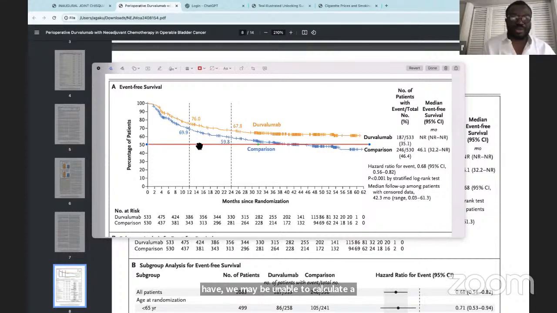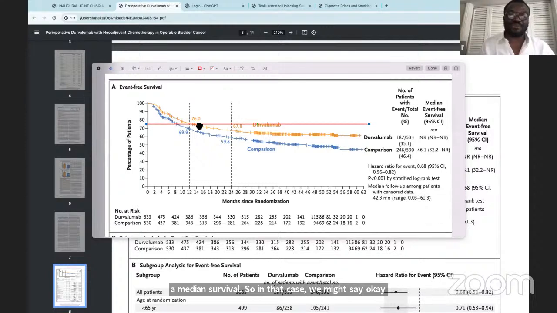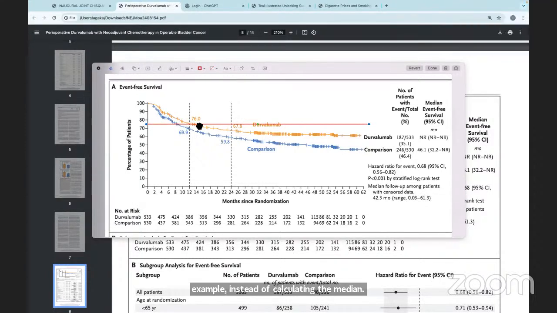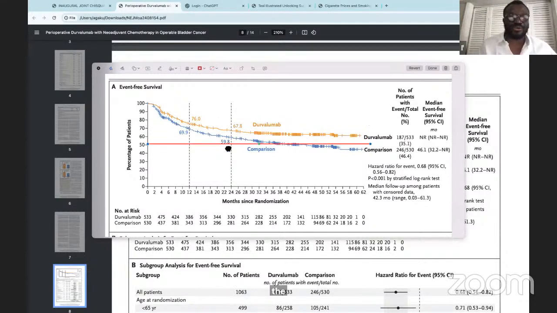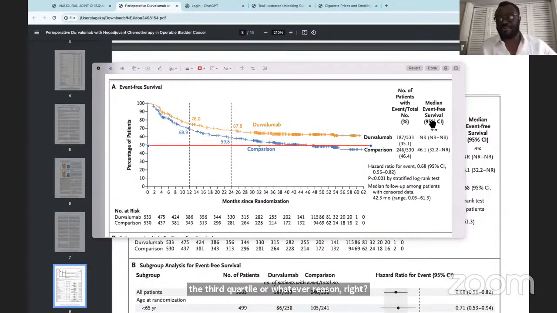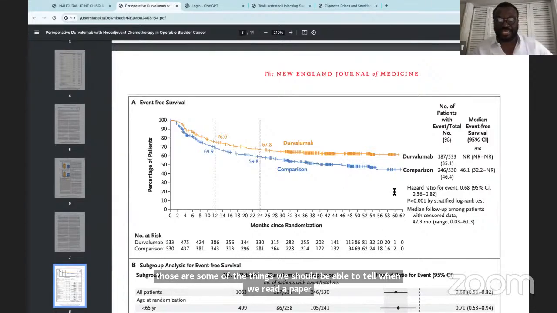So in that case, we might say we're not able to do that. Instead of calculating the median, which is the Q2, we might calculate the third quartile, or whatever. Or we may just say we're going to report the median, but for the other group that we cannot assess, we're just going to say it was never reached. You have a lot of options to pick from. Those are some of the things we should be able to tell when we read a paper that reports survival analysis.